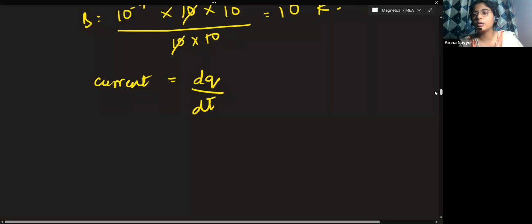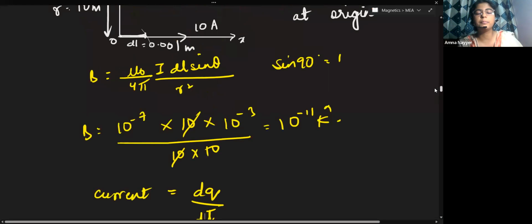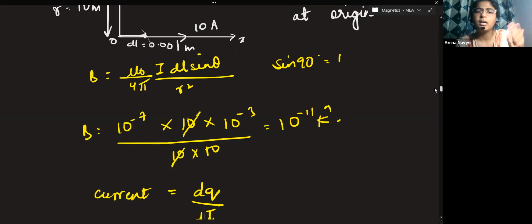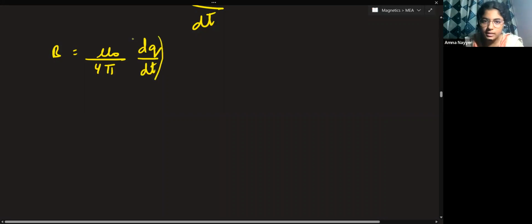Now, what was your main formula? The main formula is mu naught by 4 pi, I dl sine theta by r square. Put the value of dq in this. So if you put the value, B will become mu naught by 4 pi, and instead of I, write dq over dt. The rest of the term is dl sine theta divided by r square.